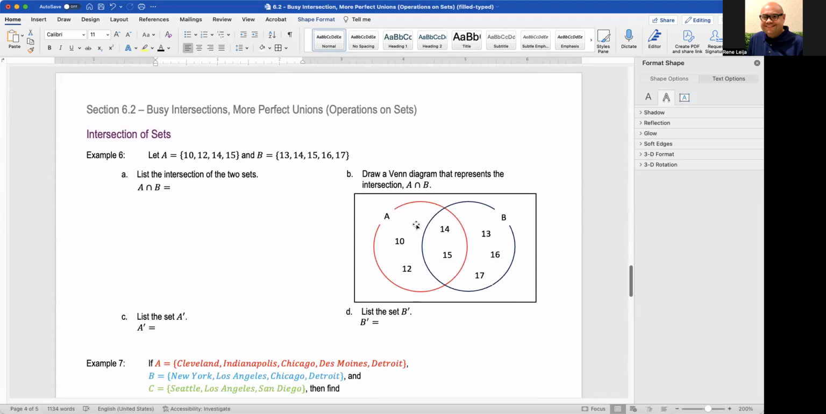So if you look ahead, you're going to end up seeing the intersection. So when we talk about the intersection of sets, okay, so what this means is, let A be the set 10, 12, 14, 15. Let B be the set 13, 14, 15, 16, and 17. So they want us to list the intersection of these two sets.